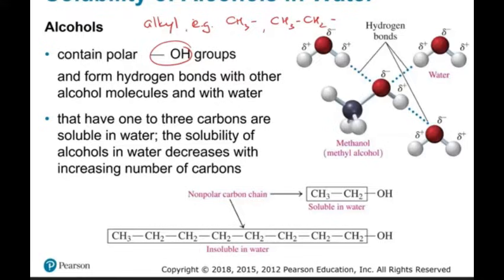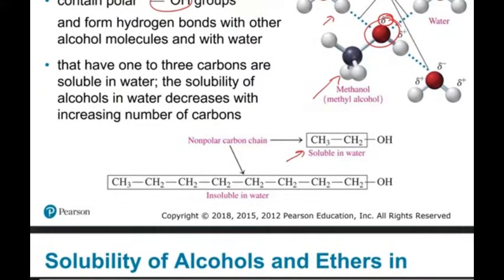So alcohols with few carbons are soluble in water. Methanol here, for example, has this oxygen that, due to its high electronegativity, pulls electrons towards itself. And when it does, it accumulates a partial negative charge, which allows it to form hydrogen bonds with the hydrogens from other water molecules. Reasonable, right?